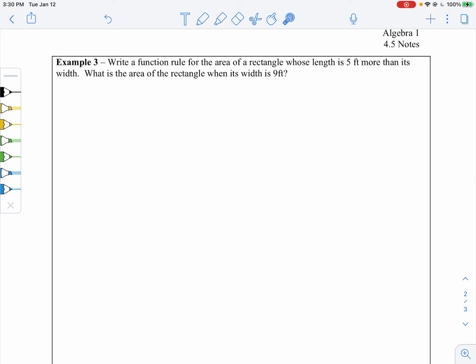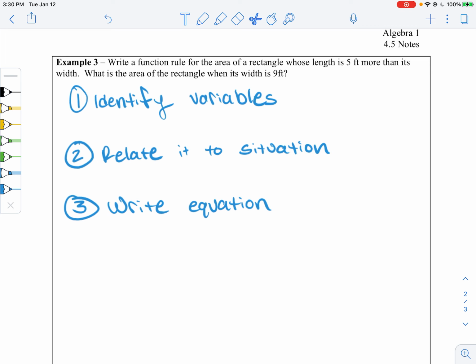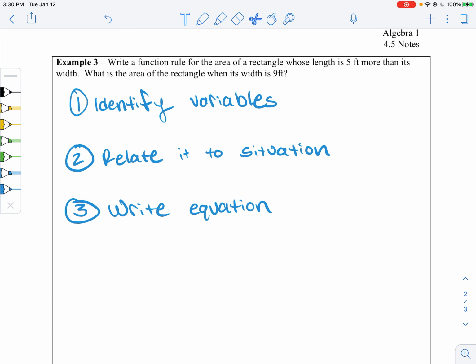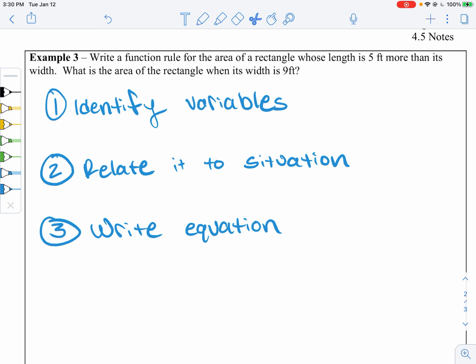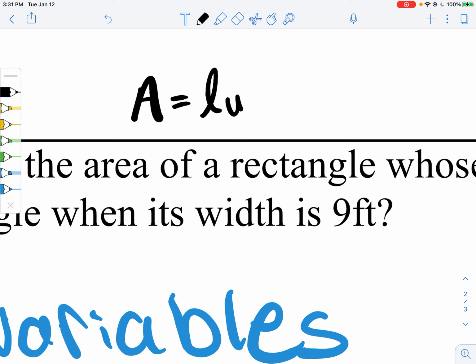So let's say you've got the area of a rectangle, and its length is 5 feet more than its width. What's the area when it's 9 feet? First, let's write a rule. Our steps here are to identify the variables. Okay, what do we need? Well, let's quickly look at the area of a rectangle. Refresh to find the area of a rectangle. That's length times the width.